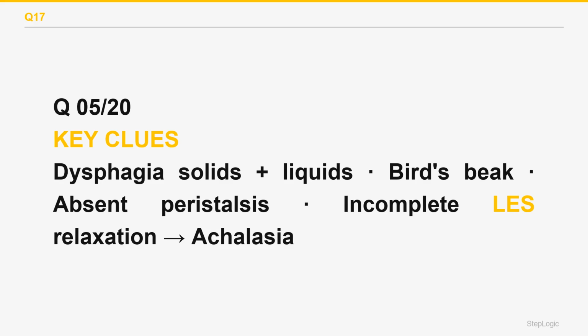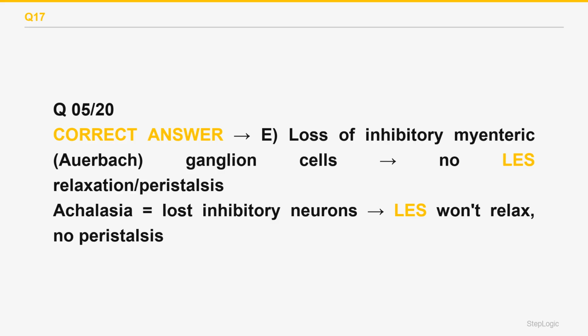These neurons, which release nitric oxide and VIP, are needed for the lower esophageal sphincter to relax and for normal peristalsis to propagate. Without them, the LES fails to relax, stays tight, and the esophageal body loses peristalsis. The result is functional obstruction at the gastroesophageal junction. Food and liquid cannot pass, so the esophagus above dilates, producing the classic bird's beak tapering on barium swallow. The correct answer is E.